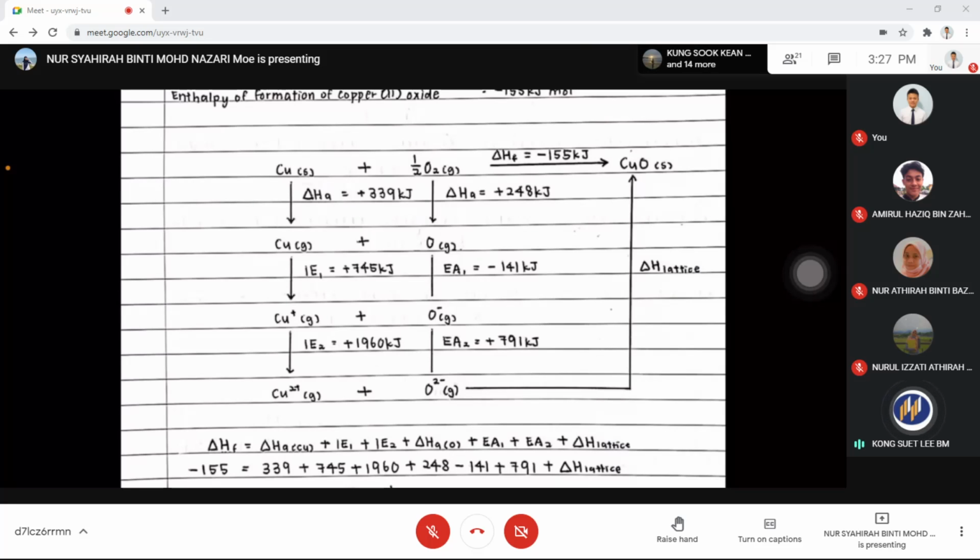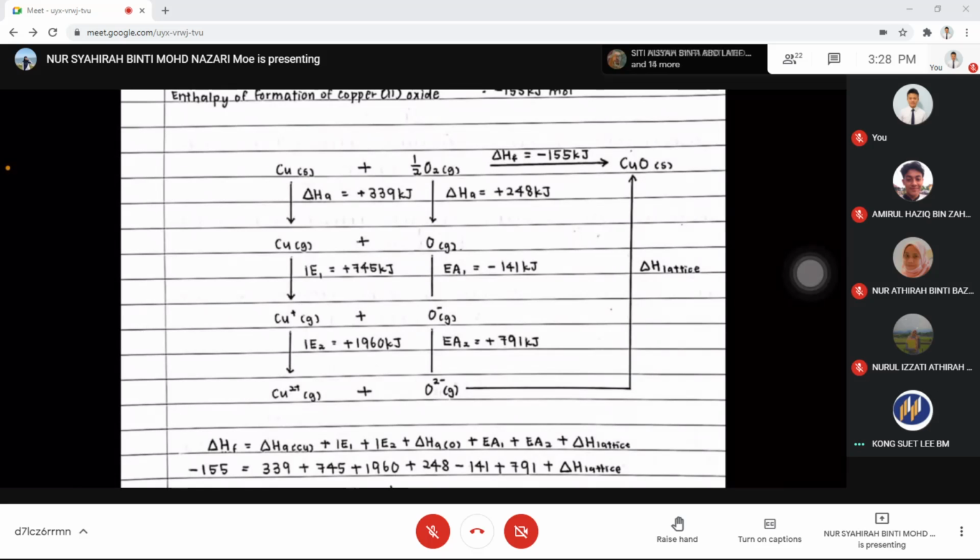The copper gaseous atom will form the cation by removing one electron, and oxygen will form an anion by adding electron. The copper changes to the cation gas in this form. And then oxygen anion in gaseous form also. Then from the ionic compound, which is copper oxide.